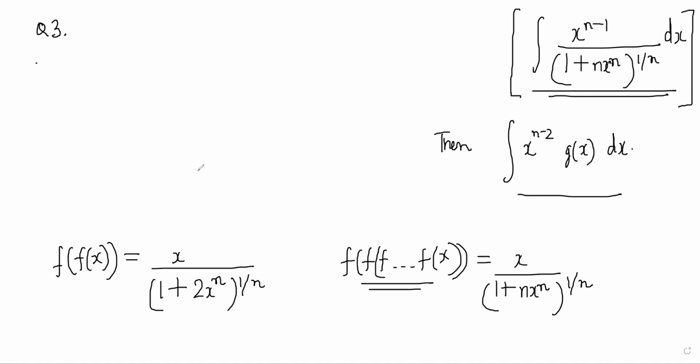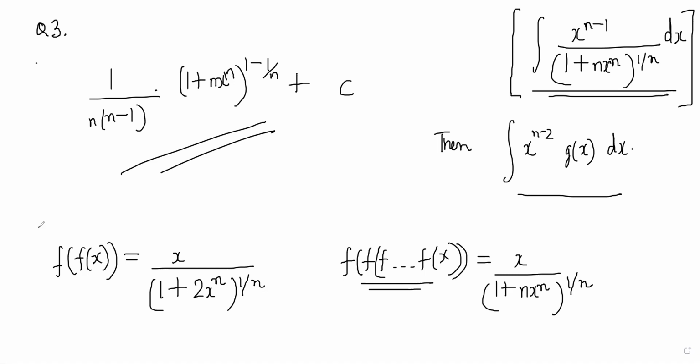Sir, I got (1 plus nx to the power n) whole to the power 1 minus 1 by n divided by n into n minus 1. Is that correct? What is getting 1 by n into n minus 1 and (1 plus nx to the power n) to the power 1 minus 1 by n. Yeah, so that is correct. The next one is this one.